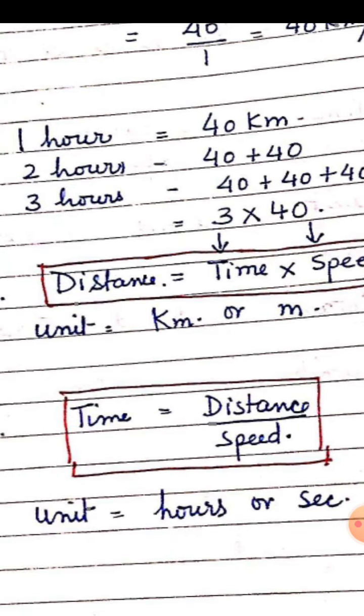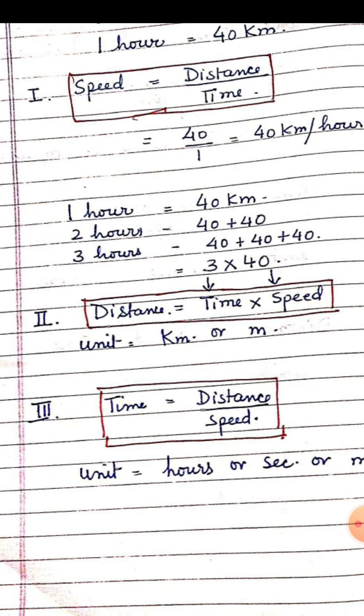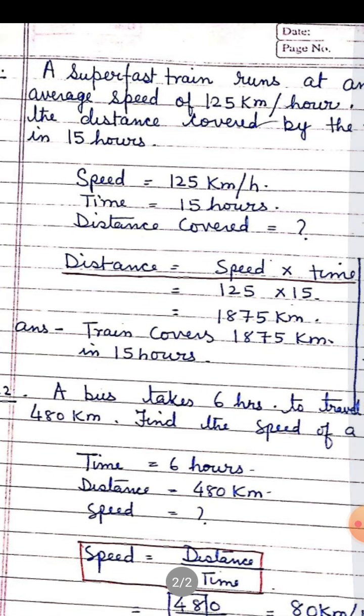Now children, if we know the distance covered by the object and the speed of the object, then we can find out the time taken by that object by the formula distance upon speed. Children, now you all have understood. If we know the values of two quantities, we can find out the value of the unknown quantity. Now, let us see how, by these two examples.